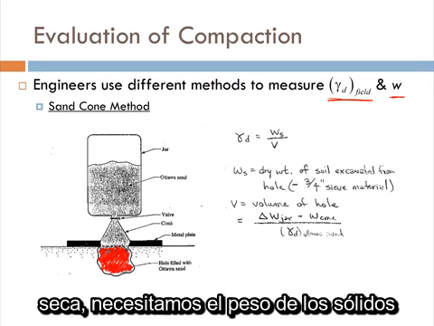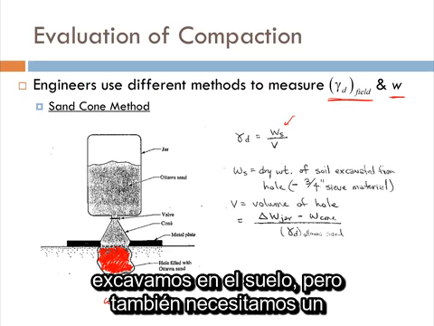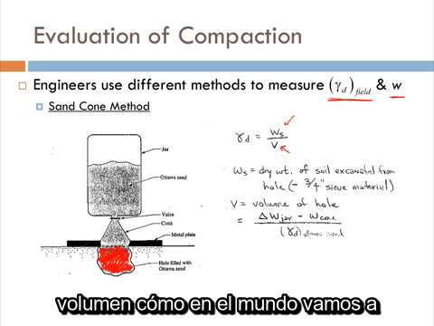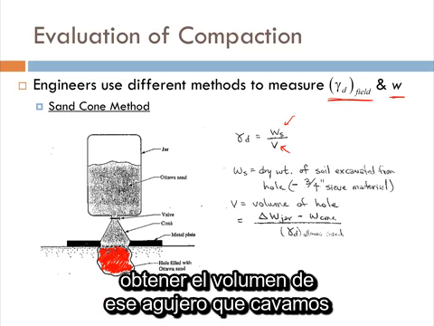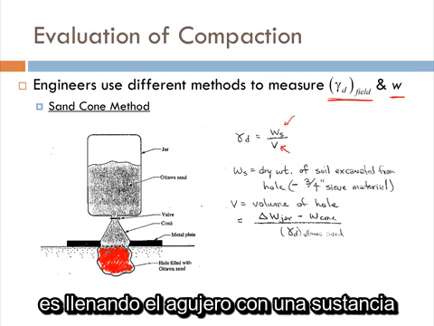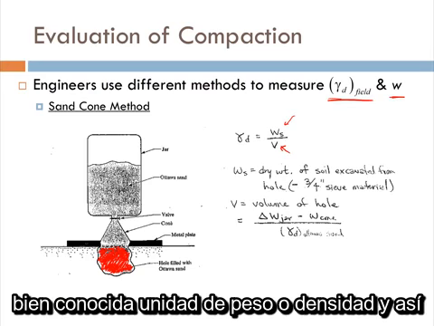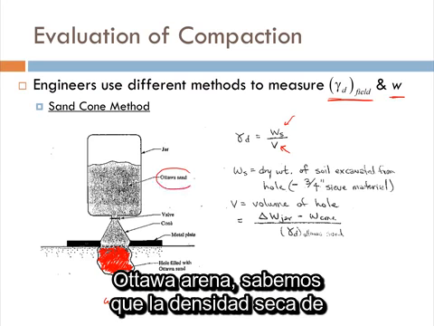But in order to get a dry density, we need the weight of the solids, which we got from the soil we dug out of the ground. But we also need a volume. How in the world are we going to get the volume of that hole that we dug in the ground? Well, one way we can do it is by filling the hole with a substance that has a very well-constrained and well-known unit weight or density. And that would be a material like Ottawa sand.